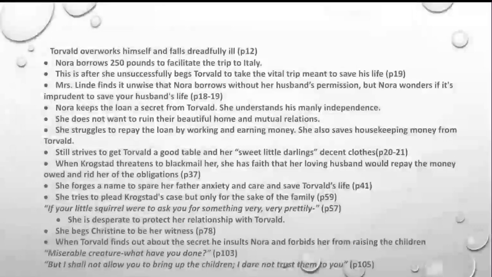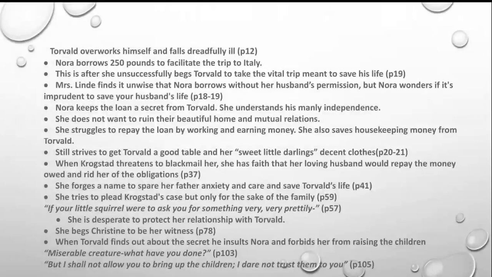Nora keeps the loan a secret from Torvald. She understands his manly independence. She does not want to ruin their beautiful home and mutual relations. She struggles to repay the loan by working and earning money. She also saves housekeeping money from Torvald. Still, she strives to get Torvald a good table and her sweet little darlings decent clothes. That is page 20 to 21.